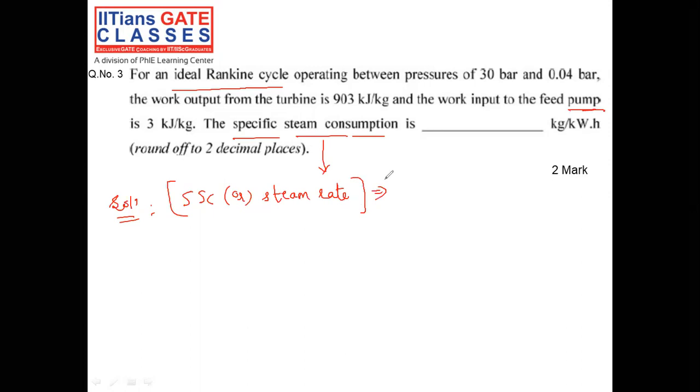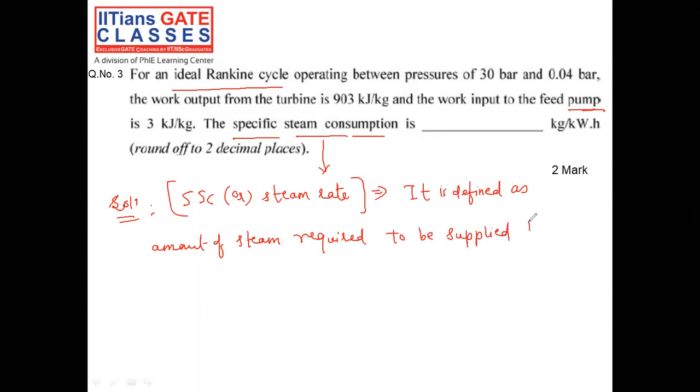Now let's see the definition. It is defined as the amount of steam, in kg, required to be supplied to the turbine to produce 1 kilowatt hour, that is, 1 kilowatt of net power output, that is net work output.